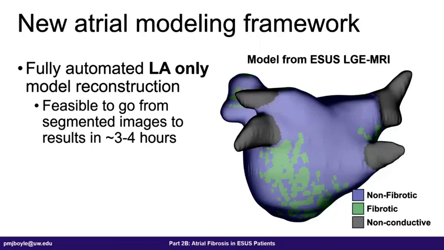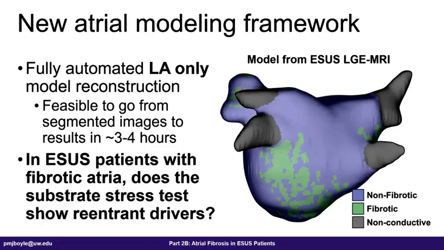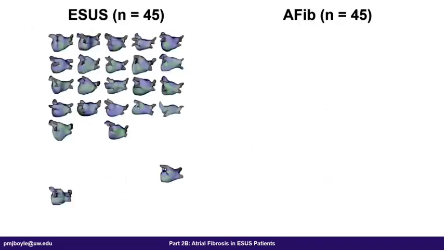And what makes that exciting for me is that it's feasible to go from these segmented images to fully analyzed results in an order of a few hours, which compared to the type of simulations we were doing at Hopkins is basically light speed. And so what we want to answer is, in the ESUS patients with fibrotic atria, does the substrate stress test that we've already talked about show reentrant drivers?